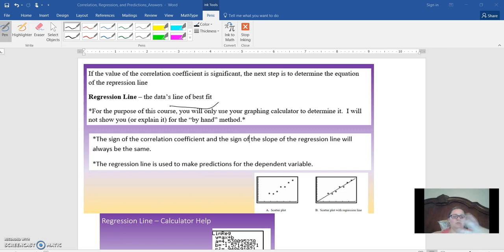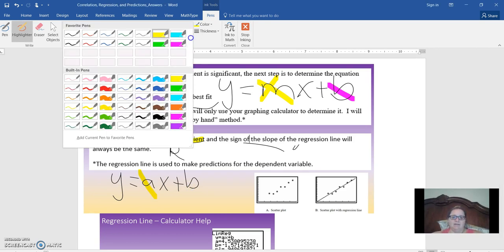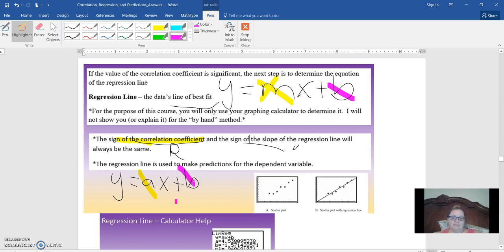All right, so notice when we're doing this that the correlation coefficient, that's R, that sign is going to match the sign of the slope. And remember, we're doing linears only. So remember this, y equals mx plus b. This guy was the slope, and then this is the y-intercept. The sign of this slope is going to match the sign of the R value. Okay, for our calculator, we're going to use y equals ax plus b. But a is still the slope, and b is still the y-intercept.